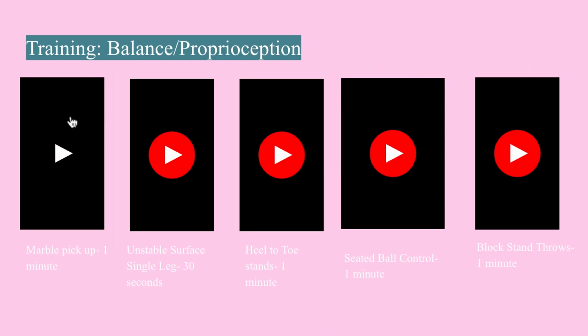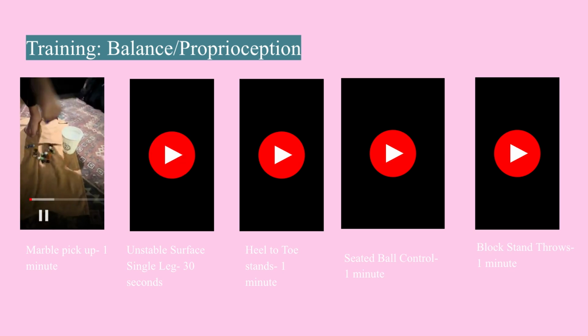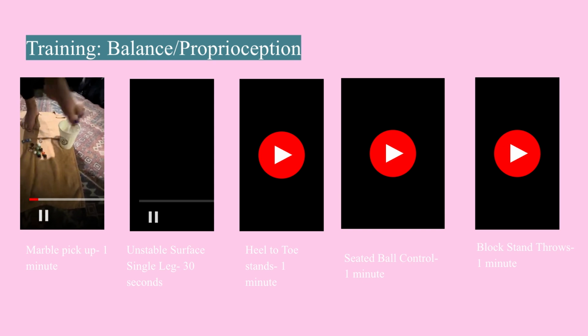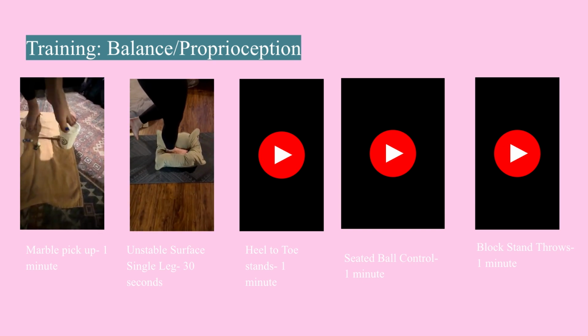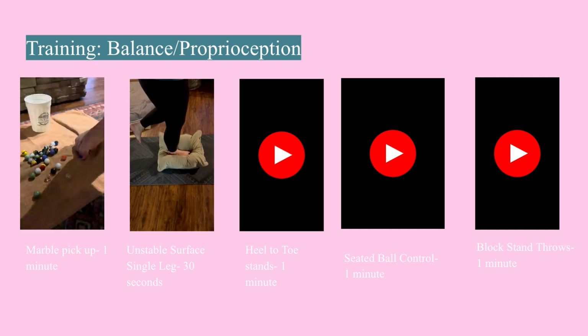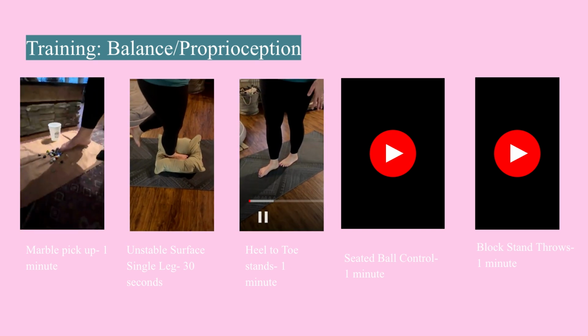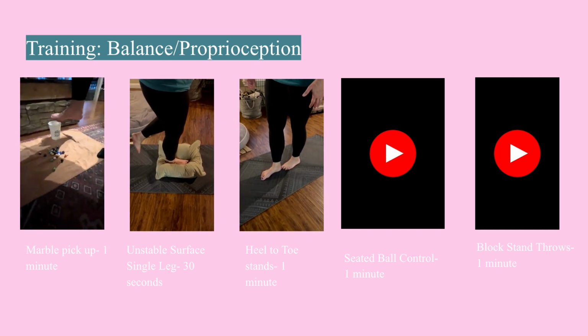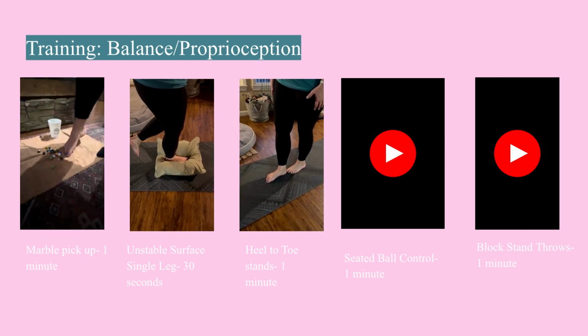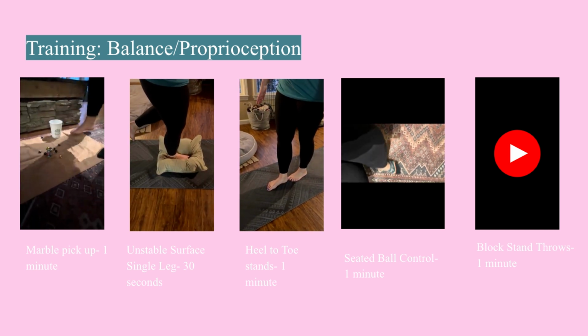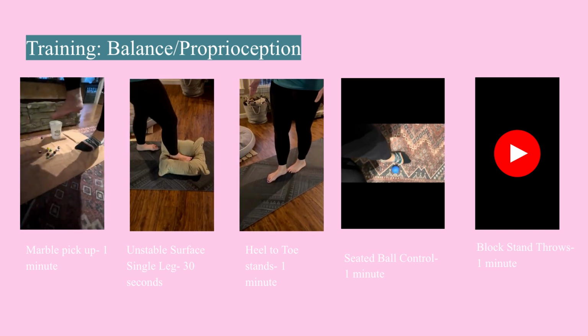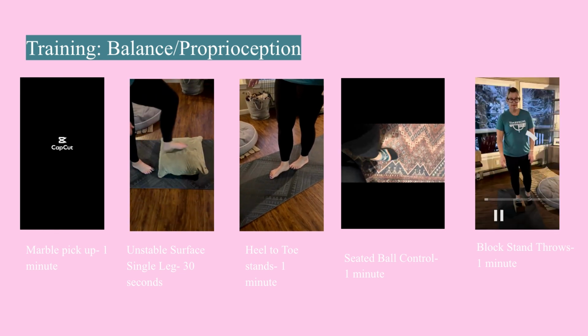For training for balance and proprioception, I decided to do marble pickup, and I had her do that for a minute, and then I had her work on her balance on an unstable surface again, 30 seconds each leg, heel to toe stands to really test her balance and make her have faith in her feet. And then I also had her do seated ball control. This was more on the proprioception side, just to help with her foot and tracking it.